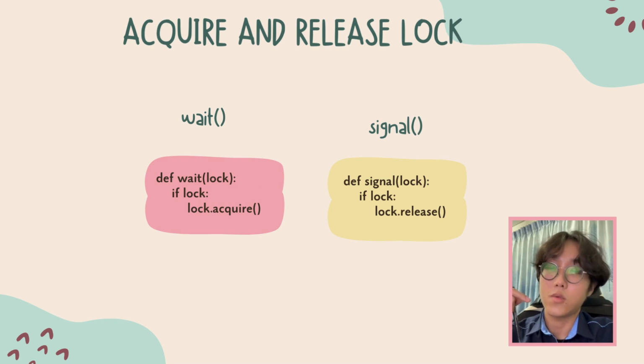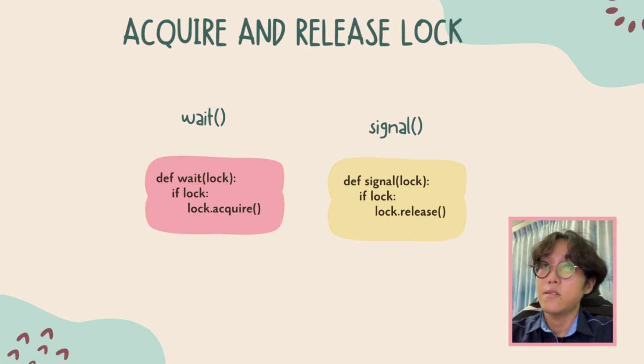Okay, let's go through the first part, which is wait. The purpose of the wait function is to acquire a lock, ensuring that the thread executing this function gains exclusive access to the critical section of the code. The function takes a single parameter, lock, which is an instance of a lock object.